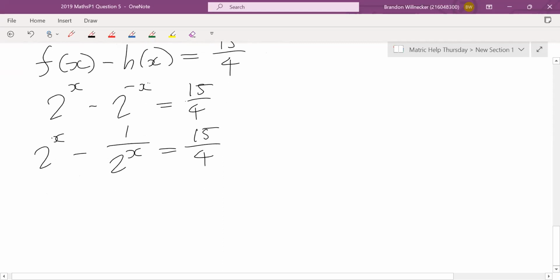Now we know if we have something in the denominator, we can get rid of it by multiplying through by that value. So we want to get rid of that denominator, so we can multiply through by 2 to the x.